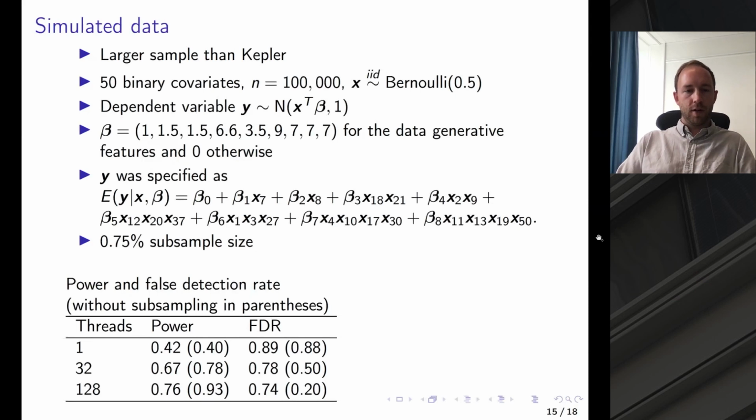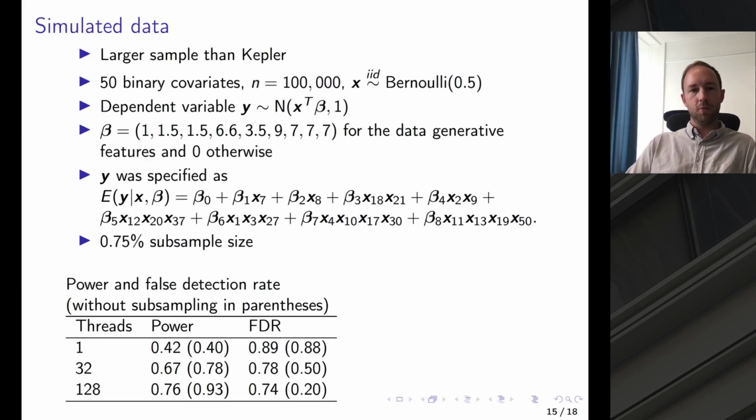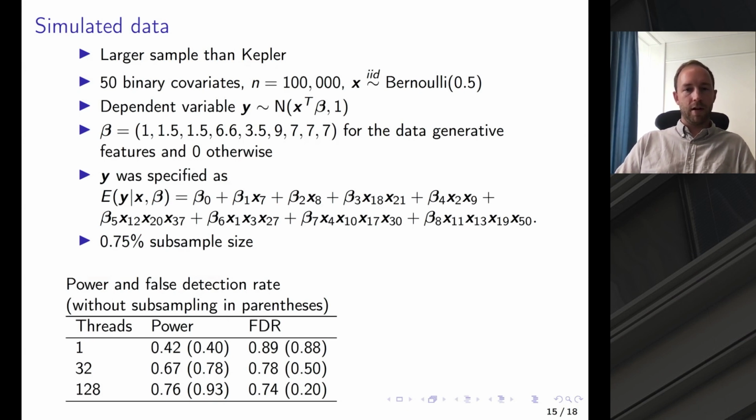Moving on, we have our second example. It's a much larger sample size than the Kepler example. We have 50 binary covariates and 100,000 observations. The binary covariates are all IID Bernoulli 0.5. And then we have our dependent variable y, which is normally distributed around a linear function with some multiplication of the covariates. We have here our beta vector of the data generative features, and it's set to 0 otherwise.